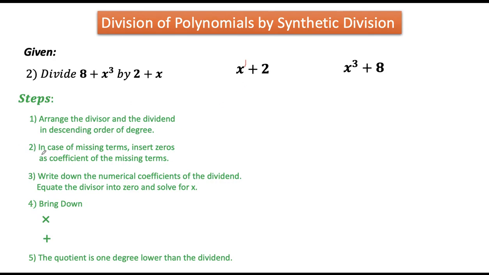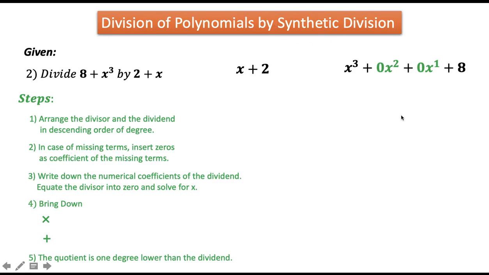Then notice that there are missing terms because our leading term here is x cubed. So there's supposed to be x squared and x raised to 1. But since there is none, it means there are missing terms and we're going to insert them with 0 numerical coefficients. Why? Because we don't want the original value of our given to be affected. 0 times x squared and 0 times x raised to 1 is still 0. So it will still go back to its original value, which is x cubed plus 8 from our given. So we are now ready to do the synthetic division.